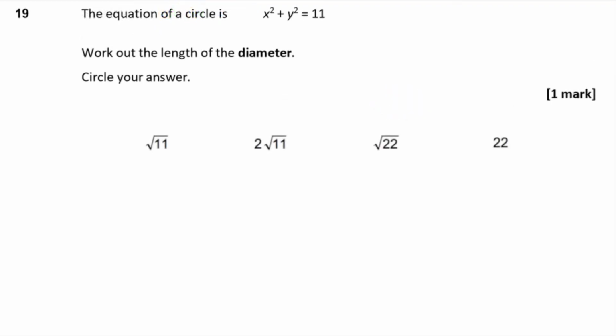Okay? Question 19, the equation of a circle is x squared plus y squared equals 11. Work out the length of the diameter. Right, well, the equation of a circle is always of the form x squared plus y squared equals r squared. Okay, so comparing this, we can see that r squared is equal to 11, isn't it? So then r is going to be the root of 11. I do see the root of 11 there. There it is. Okay, but that's the radius.